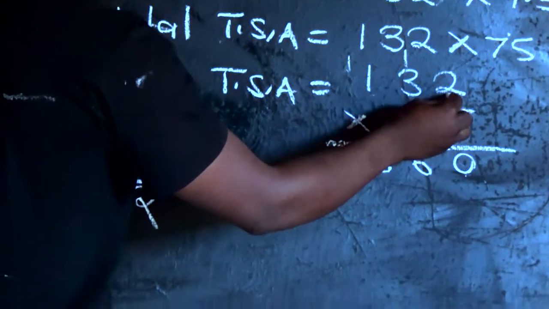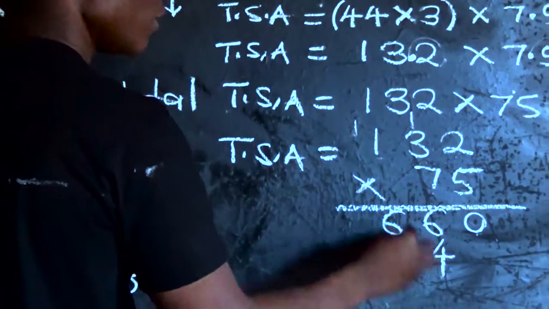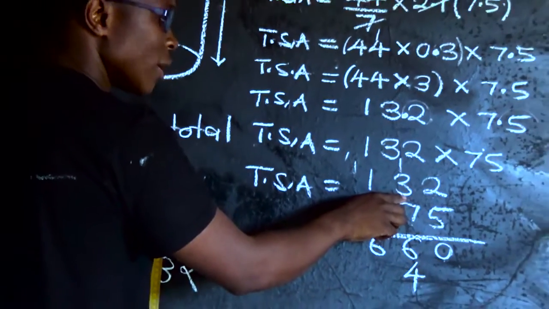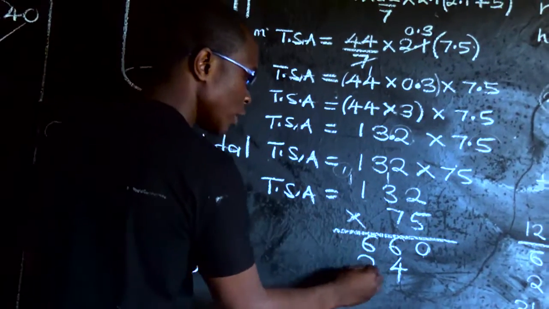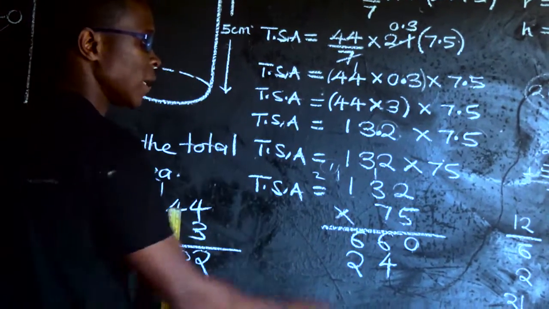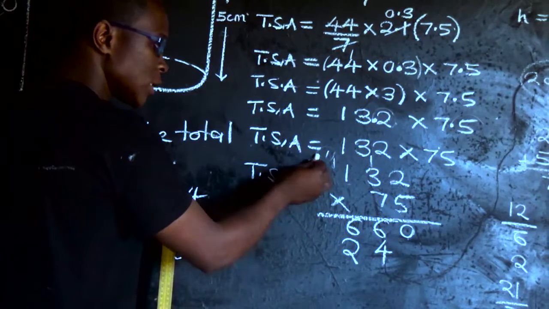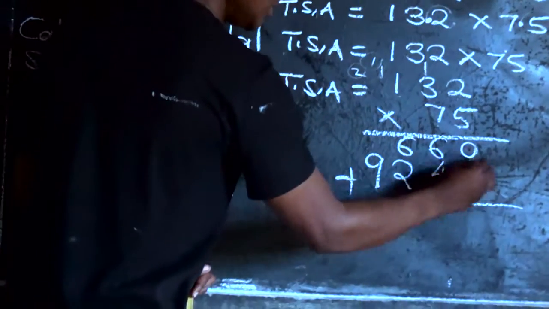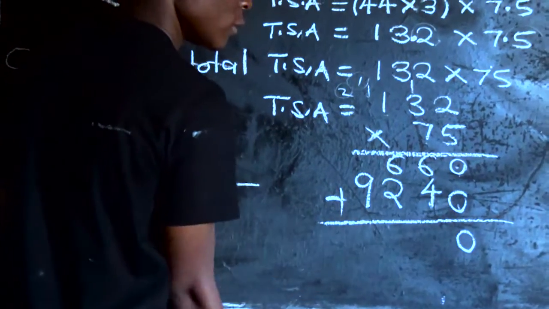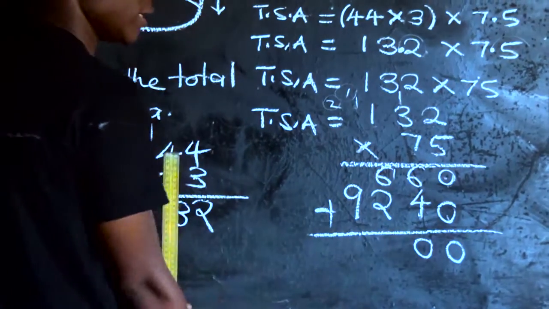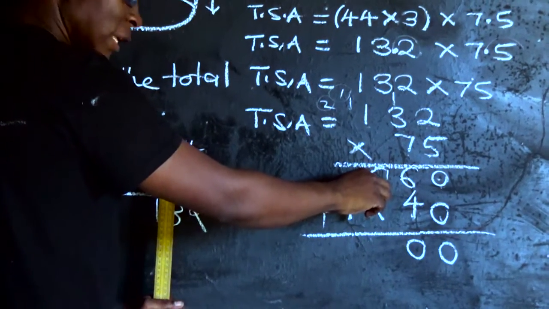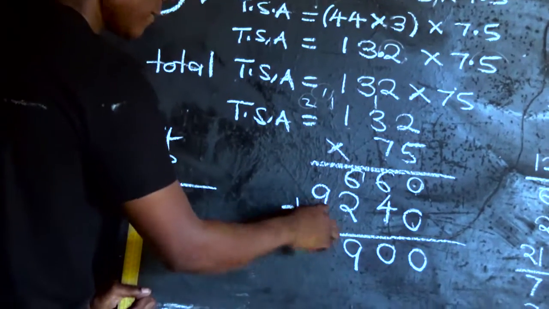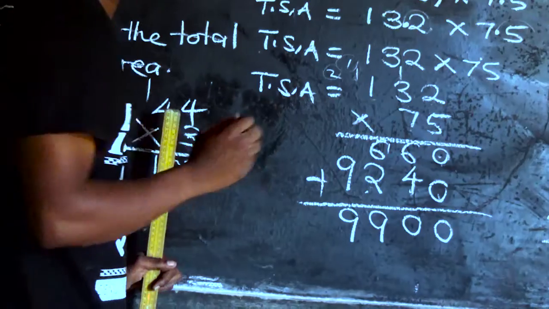7 times 2, 14. So we're going to write 4 carry 1. Then 7 times 3, 21 plus 1, 22. So we're going to write 2 carry what? Carry 2. 7 times 1, 7 plus 2, 9. Are we together? Then you're going to do what? You're going to add 0 plus 0, 6 plus 4, 10. 0 carry 1. 1 plus 6, 7. 7 plus 2, 9. Okay? 9 plus 0, 9. Are we together?